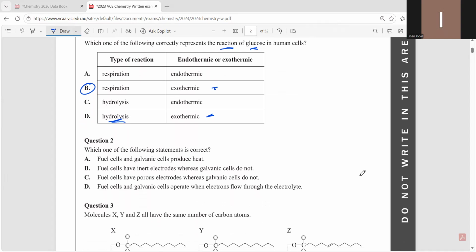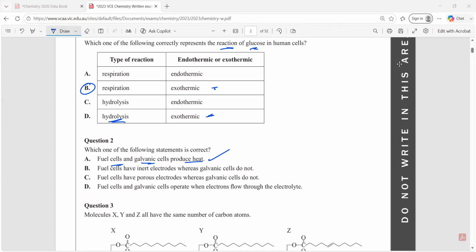Which one of the following statements is correct? So fuel cells and galvanic cells produce heat. That is correct. Although there is a direct conversion of chemical to electrical energy, it isn't 100% conversion. We can pretty much never guarantee that there's going to be 100% conversion. Even if I were to take the brightest pathway, there would still be at least 1% of energy that's converted into heat energy, right? So A is looking pretty good.